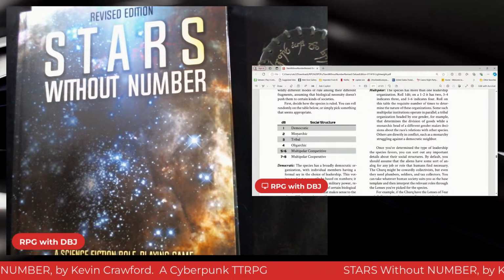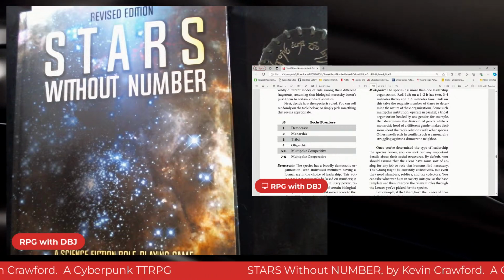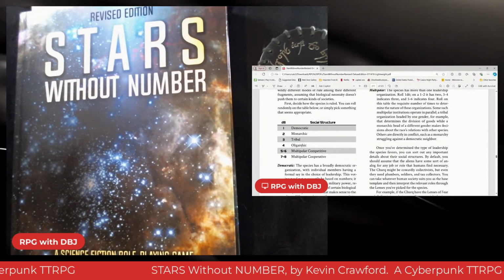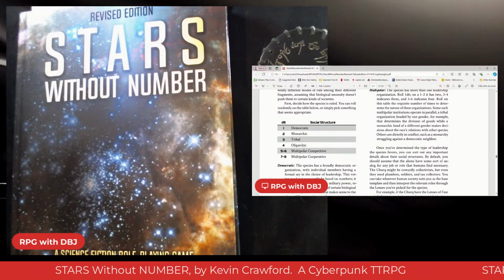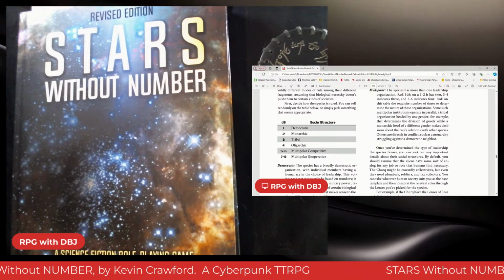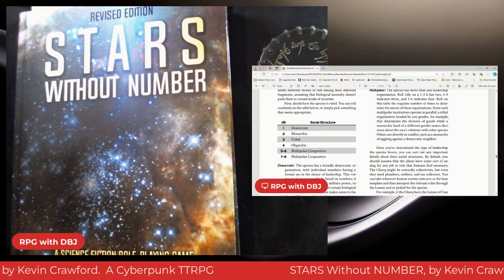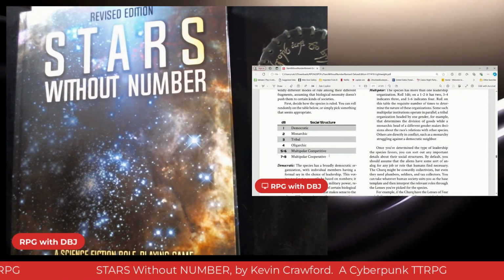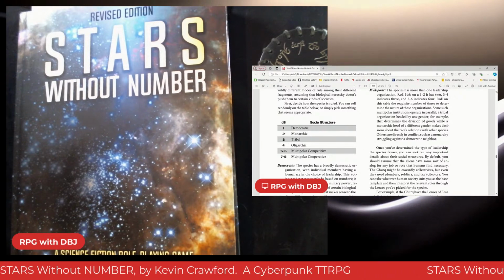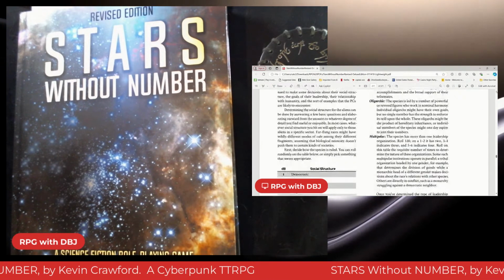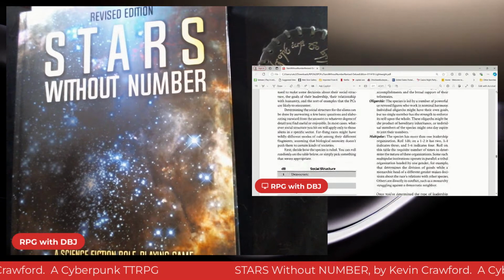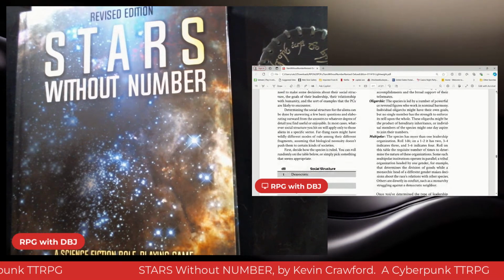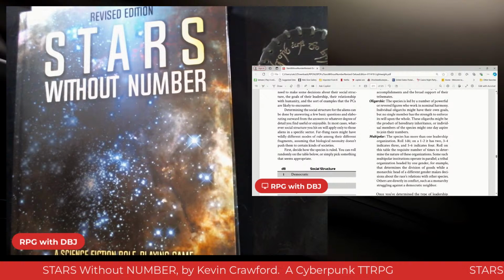So, social structures: democratic, monarchic, tribal, oligarchic, multipolar cooperative, multipolar competitive. This multipolar: the species has more than one leadership organization.